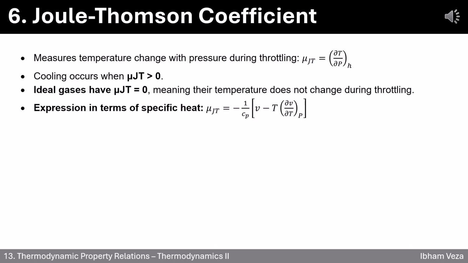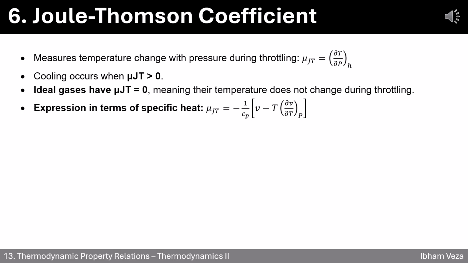6. Understand cooling with the Joule-Thomson coefficient. Let's uncover what happens when gases flow through valves or nozzles. This is where the Joule-Thomson coefficient comes in. It tells you how temperature changes when pressure drops during throttling.